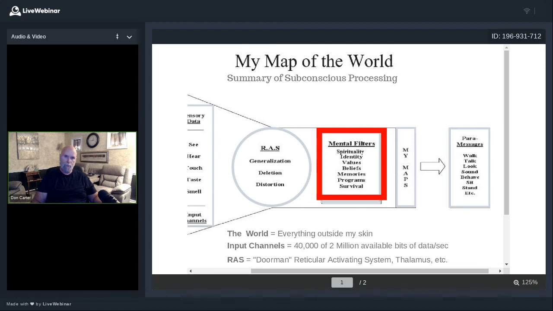And if some of this data, the sensory data, fits with these strongly held beliefs, then the doorman will let it in. But if it doesn't, then it will delete it. It won't let it in. So I gave an example of how that works.